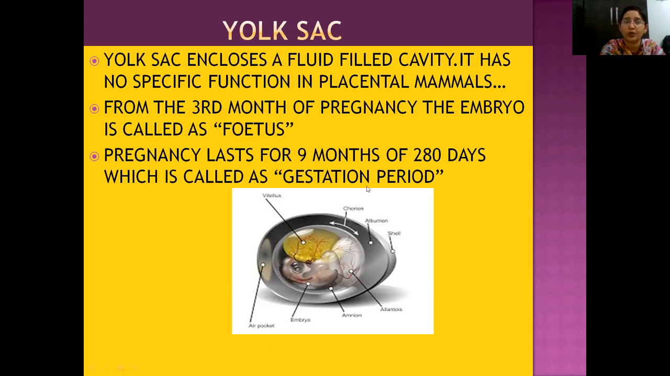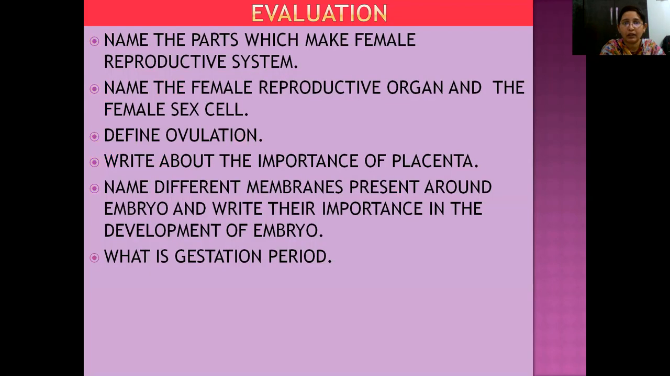I hope you have understood about this also. Now we will move to the final thing, that is the evaluation part. So till now, children, we have learned what are the parts involved in the female reproductive system, what are the different layers of the embryo, what is the role of placenta, and what is the role of different layers of the embryo. So now it is an evaluation part. Pay concentration from here. See here.